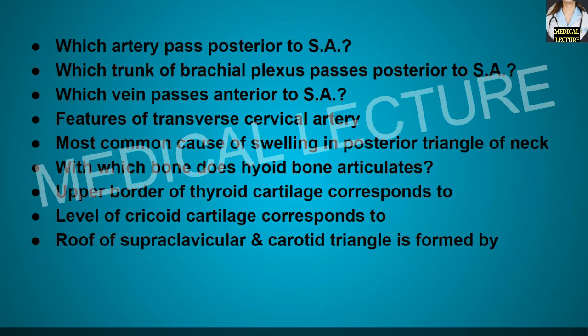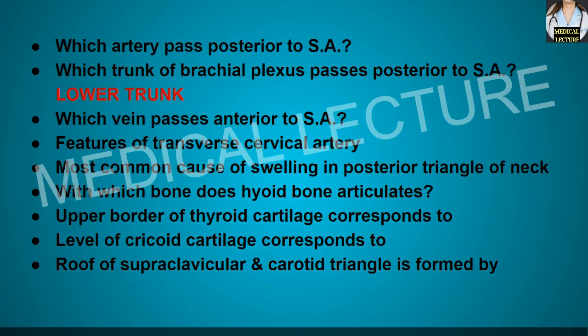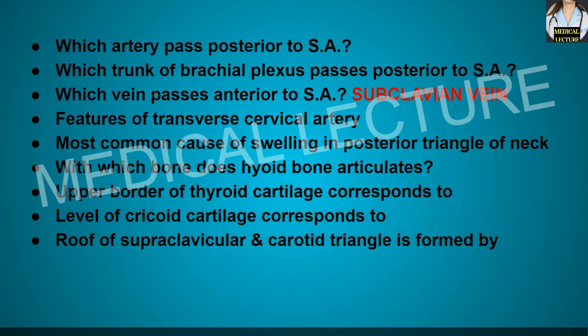Which artery passes posterior to the scalenus anterior muscle? It is the subclavian artery. Which trunk of the brachial plexus passes posterior to the scalenus anterior muscle? It is the lower trunk of the brachial plexus. Which vein passes anterior to the scalenus anterior muscle? It is the subclavian vein.